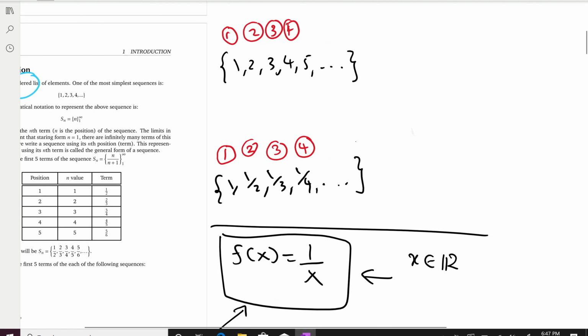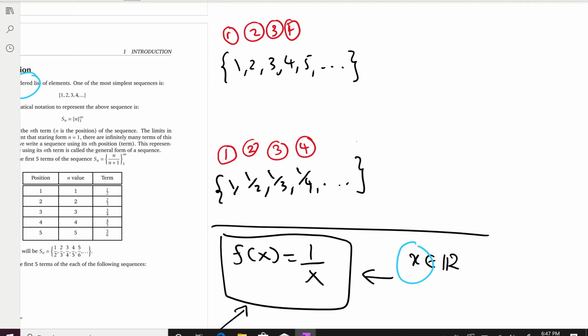All right, now instead of using x, I'm going to use n to represent the independent variable for sequences. Let's say that n represents the position of the sequence. So n can be only whole numbers 1, 2, 3, 4, 5, because you can't say like 5.1th position, right? Position cannot be a decimal, a fraction, or an irrational number. It can only be 1, 2, 3, 4, 5, and so on.